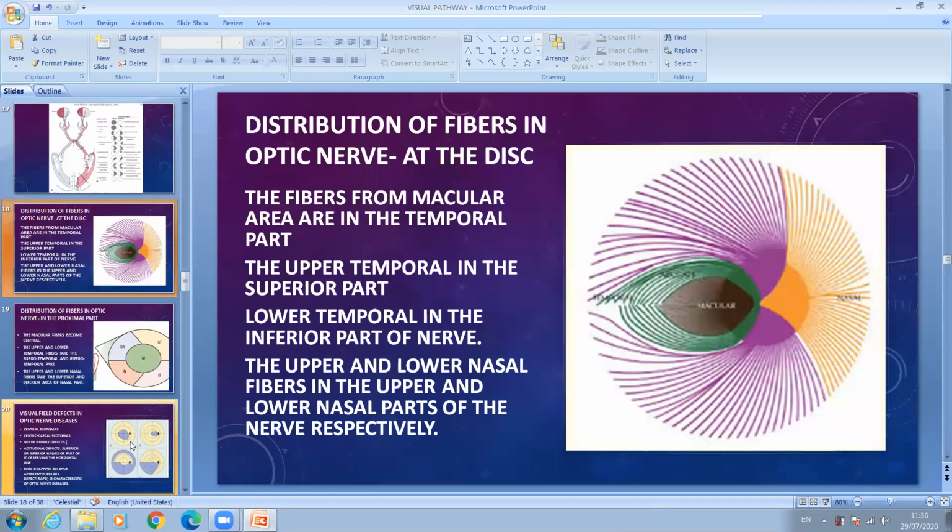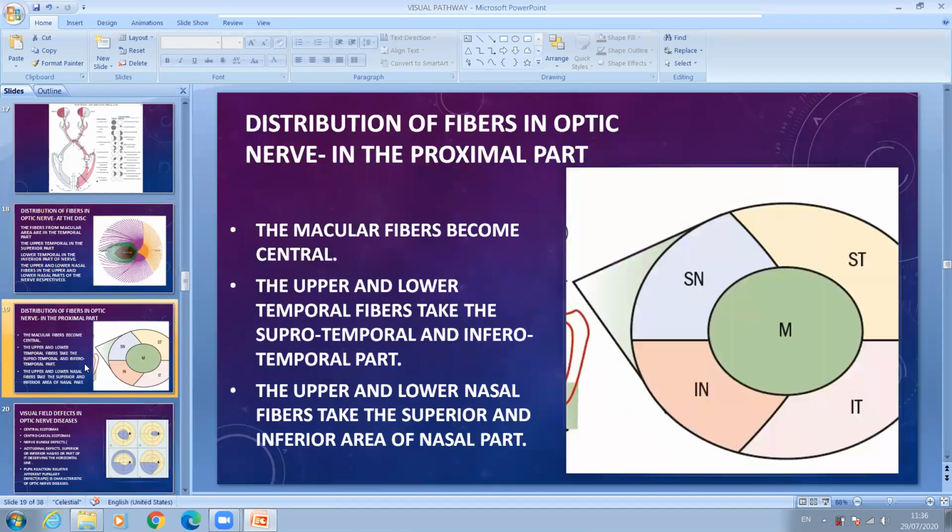What is the distribution of the fibers in the optic nerve? Look at this. You can see that the macular fibers are present in the medial part of the disc, and the temporal and the superior fibers are present superiorly, and then the lower nasal temporal and the lower nasal fibers are present here, and all the nasal fibers are present in the nasal part of the disc. And similarly, the lesion will be causing a corresponding visual field effect.